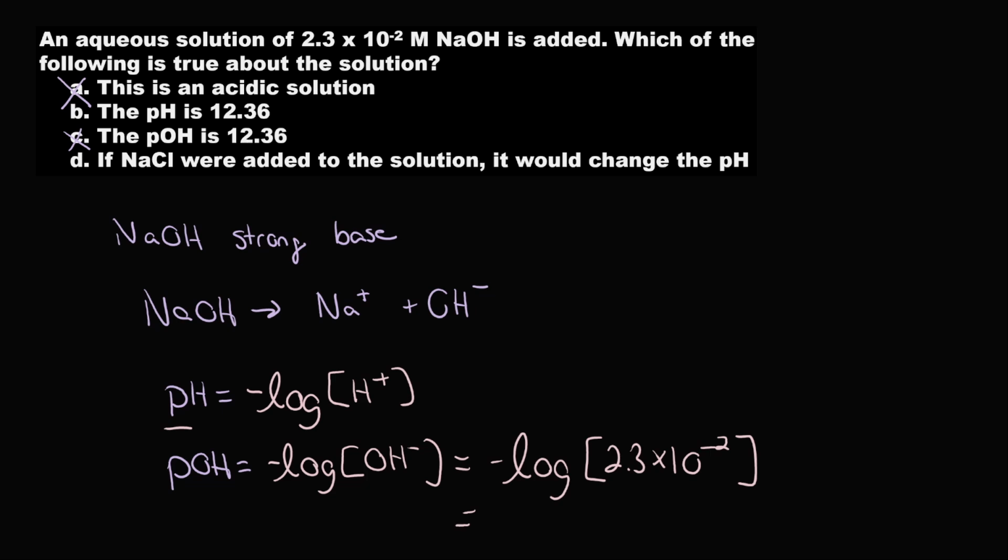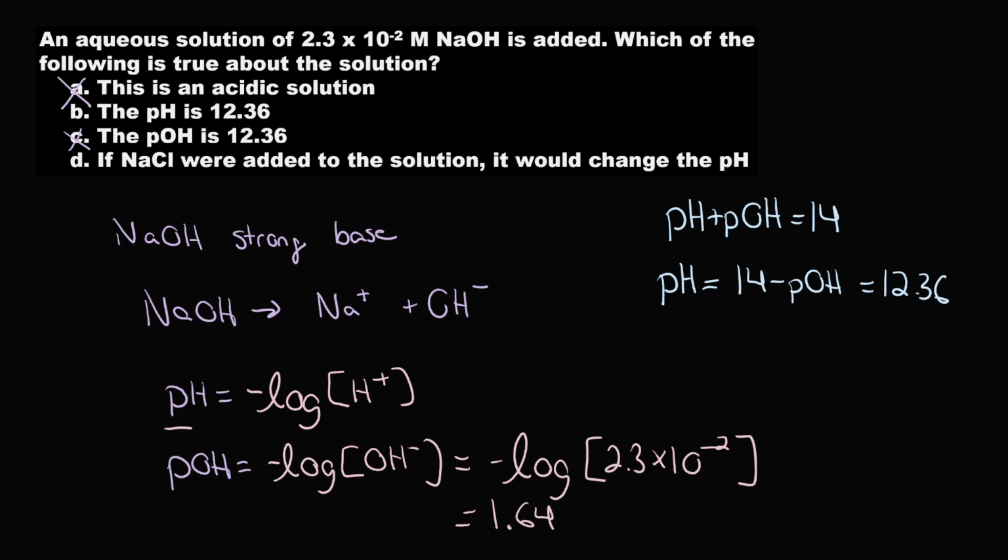When you do this calculation, you'll find that the pOH is going to be 1.64. And so we can tell that letter C was wrong to begin with. But the idea with pH and pOH is that they relate very easily, where pH plus pOH is equal to 14 in aqueous solutions. So if we wanted to find pH, it is just going to be 14 minus the pOH, and we'll get an answer of 12.36. So we'll see that letter B is the right answer.